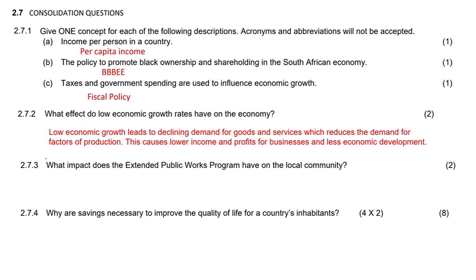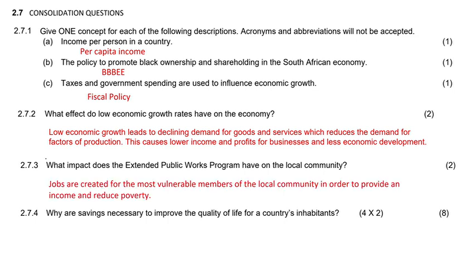What impact does the Extended Public Works Programme have on the local community? Remember, we said the EPWP is there to provide jobs for the lower income earners. So jobs are created for the most vulnerable members of the local community in order to provide an income and reduce poverty. Why are savings necessary to improve the quality of life of a country's inhabitants? And please note there, it says 4 times 2, which means you must give 4 points, and each point will be worth 2 marks to give you the 8.